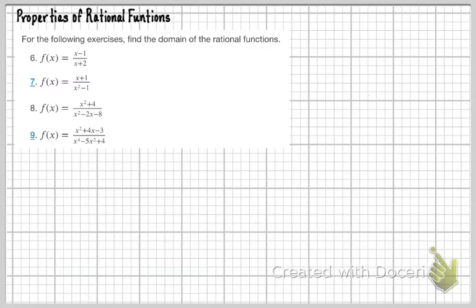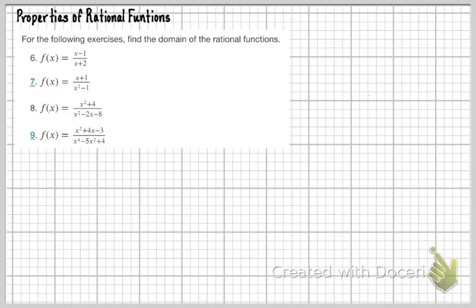Properties of rational functions. In this section, we're going to talk about domain of rational functions. We have intercepts. We have all different kinds of asymptotes. And we're just going to get into those characteristics of these rational functions. So look at these directions below. It says, for the following exercises, find the domain of the rational functions.